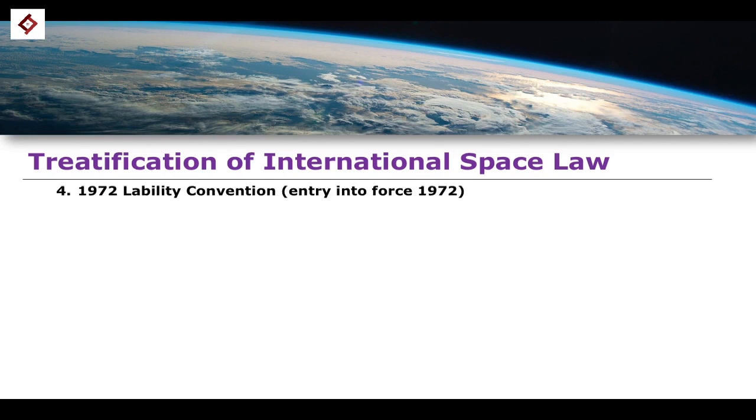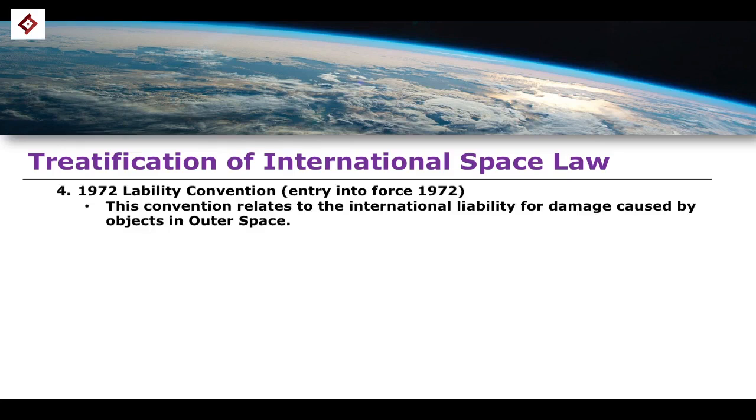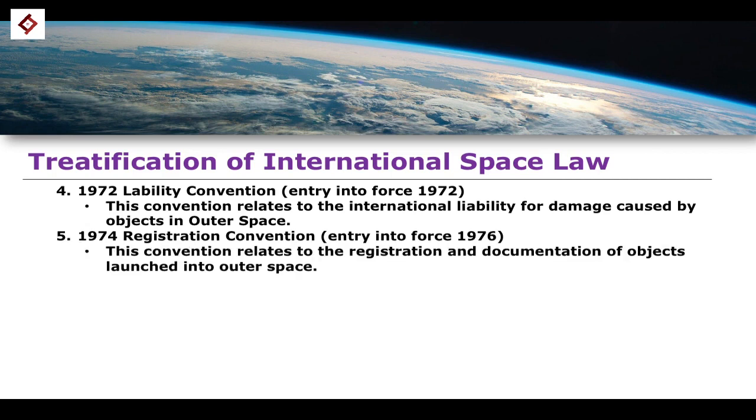In 1972, we have the Liability Convention entering into force the same year. This convention relates to the international liability for damage caused by objects in outer space. So it started to codify a certain amount of liability for activities that take place in outer space. And then finally, we have the two final treaties that have the smallest number of state parties. We have the 1974 Registration Convention, which relates to the registration and documentation of objects which are launched into outer space. So we have a general record of everything that goes up into space.